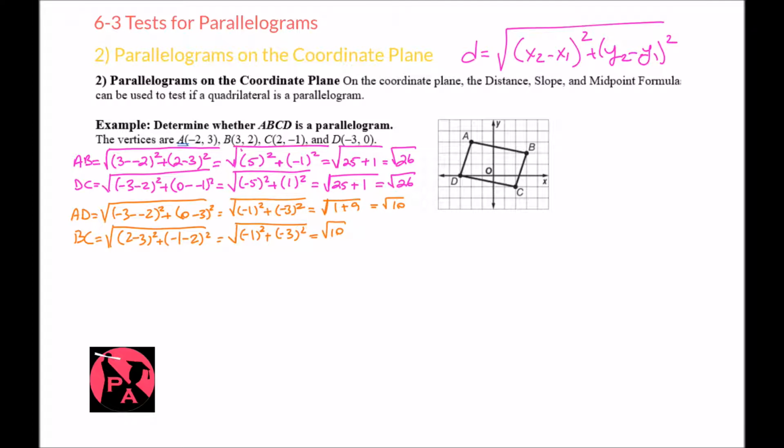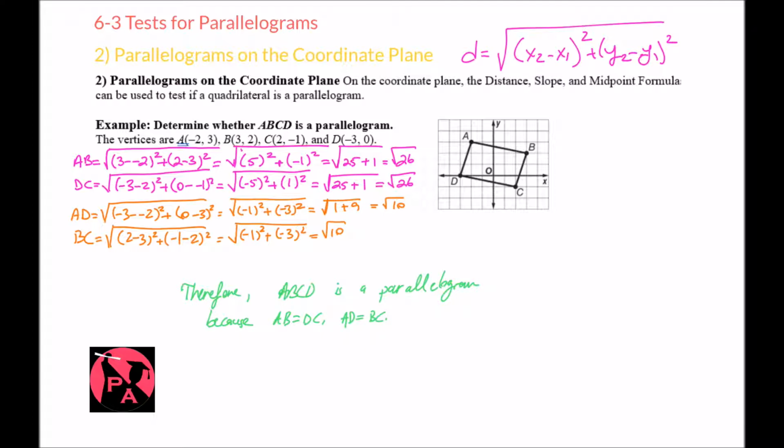So now, one of the properties was if opposite pairs of sides are congruent, then the figure is a parallelogram. So this is exactly what we have. We have opposite pairs of sides that are congruent, so now we can write our conclusion. We can say, therefore, ABCD is a parallelogram because opposite pairs of sides are congruent. AB is equal to DC and AD is equal to BC.